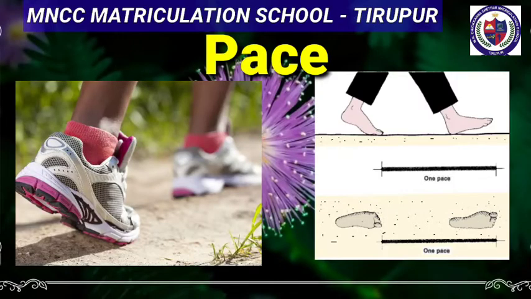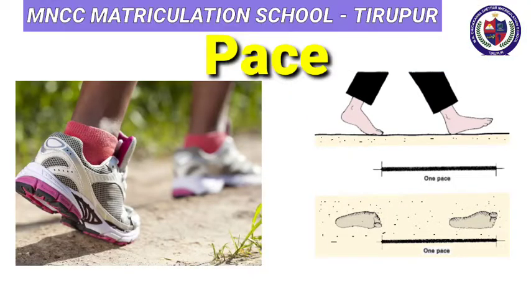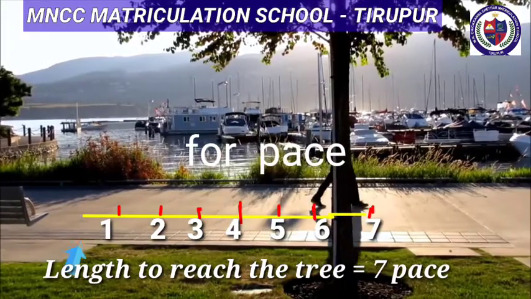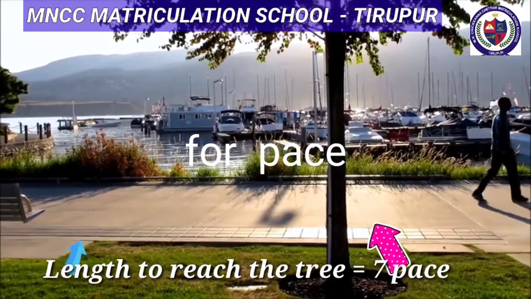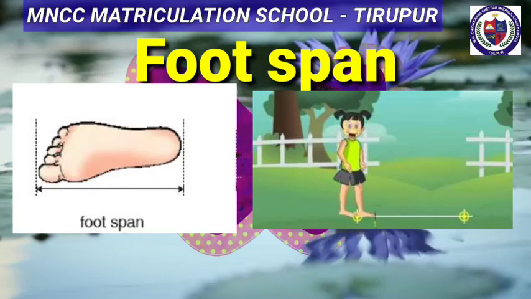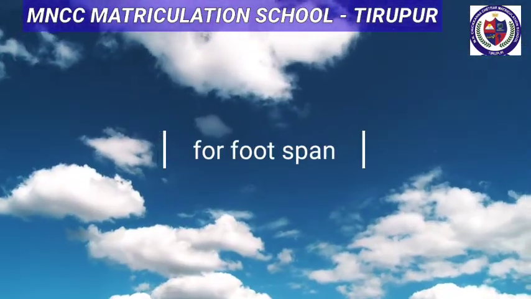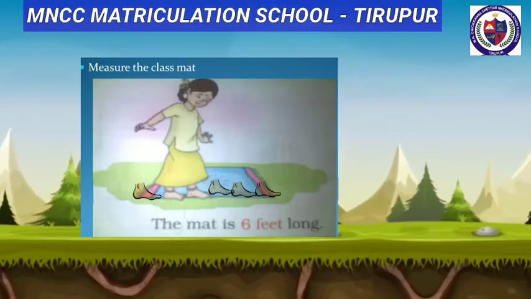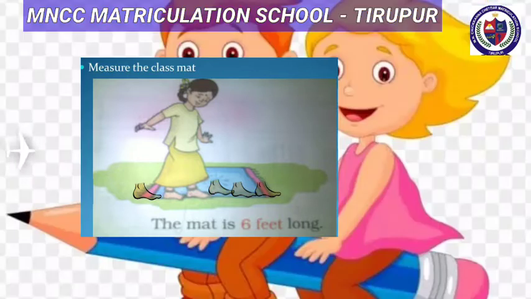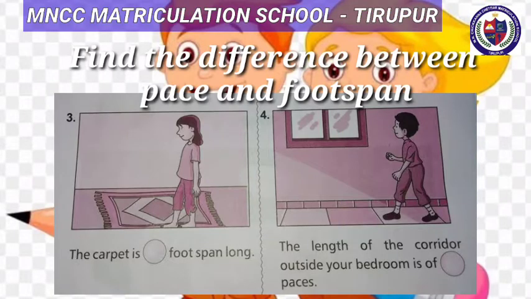Pace. A pace is either normal walking or double step. It is used either in walking or running. The distance between the man and the tree is 7 paces. Footspan. It is the unit of distance based on the length of the actual feet. Let us see some examples. Here, the mat is measured with the help of footspan. You can walk step by step. It is 6 feet long. Children, let us try some worksheet for the difference between the pace and the footspan.